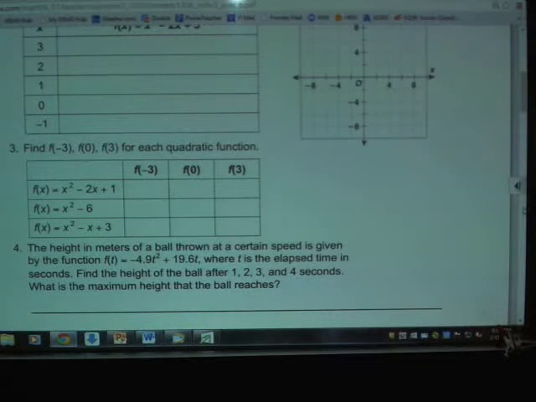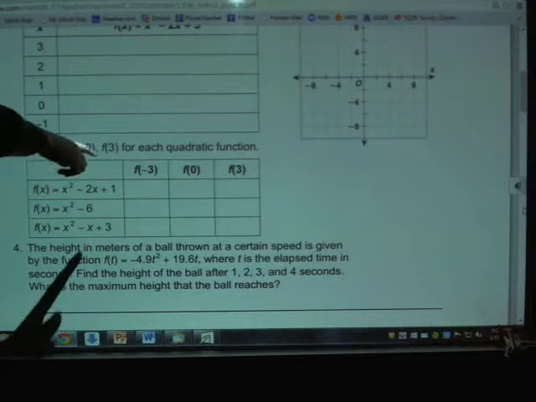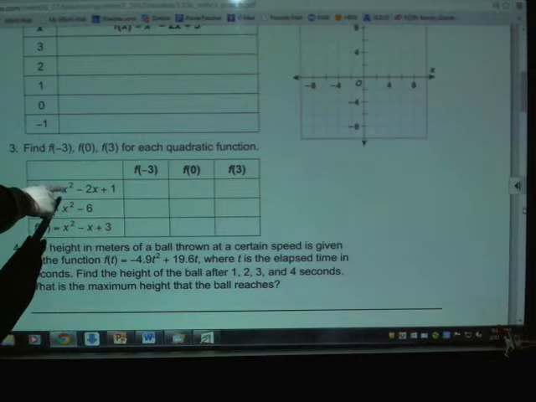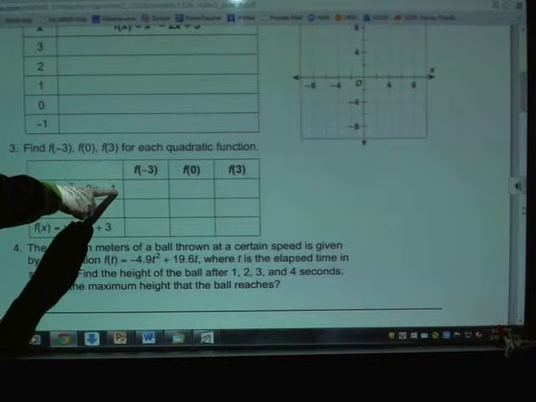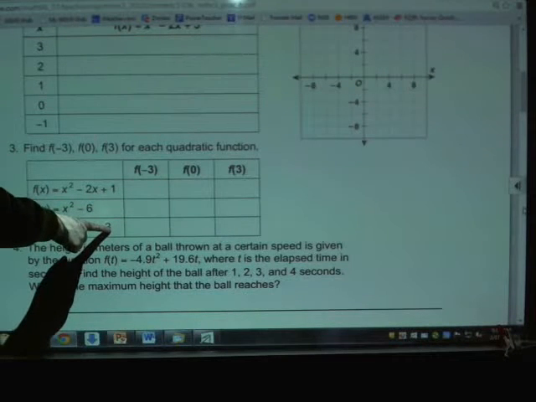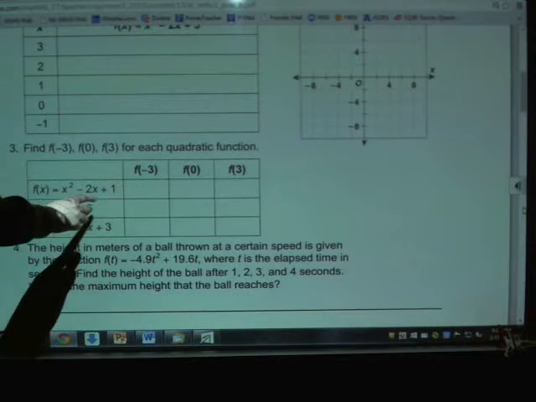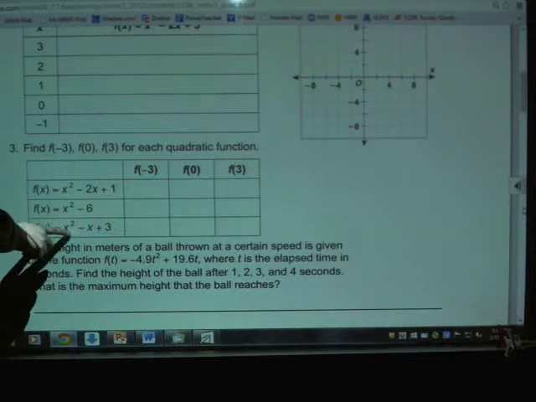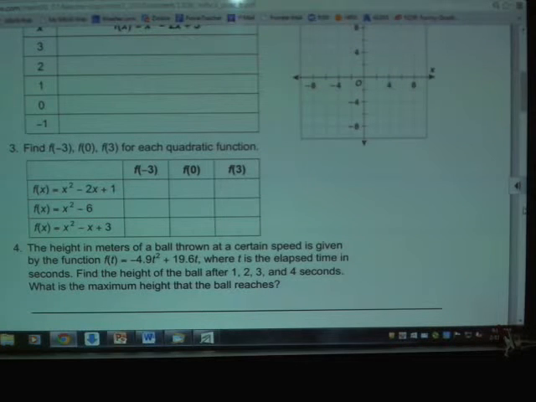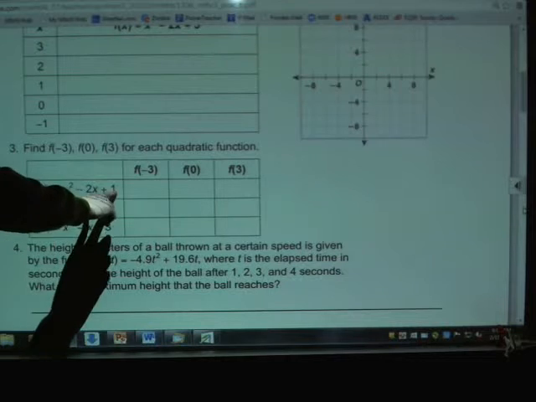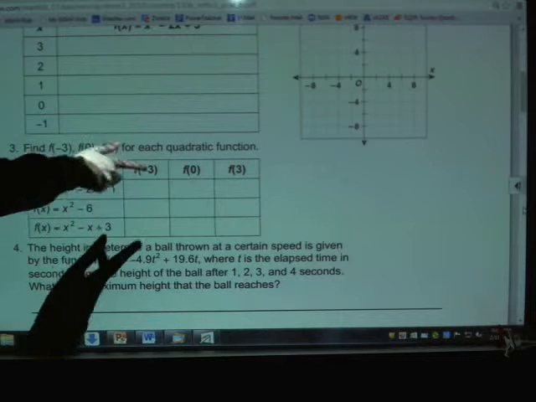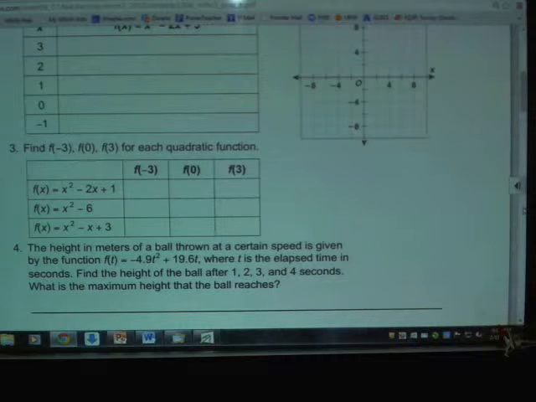In number 3, it's asking me to find the f of negative 3, the f of 0, and the f of 3 for each quadratic function. So what this means is, when they're asking you to find the f of negative 3, they want you to change x into negative 3 and figure out what you get, and then do it again with this one, and again with this one. Then they ask you to find the f of 0. That means change x into 0 in each of the three. Then the last one, find the f of 3: change x into 3 in each and solve that 3 times. So basically all this really is 9 problems in one little table.